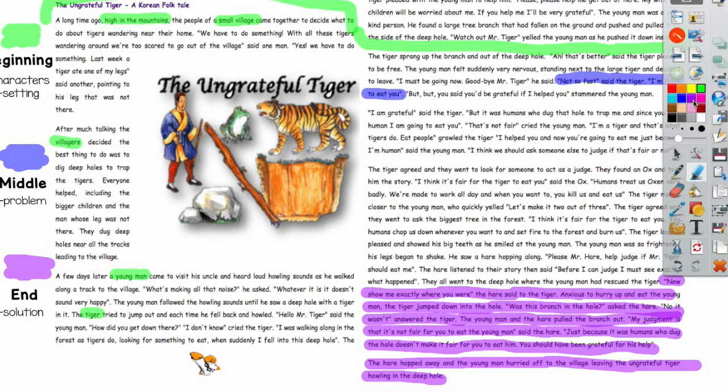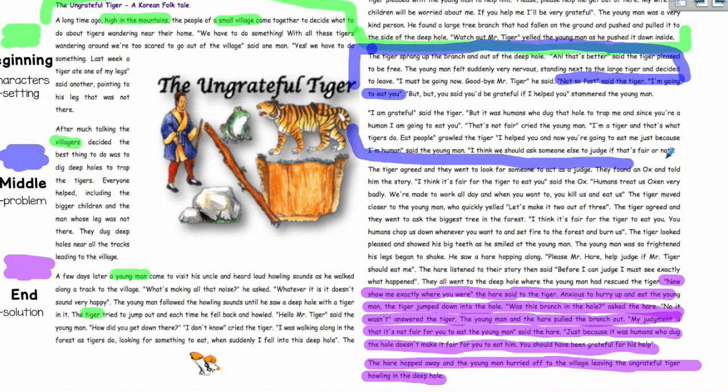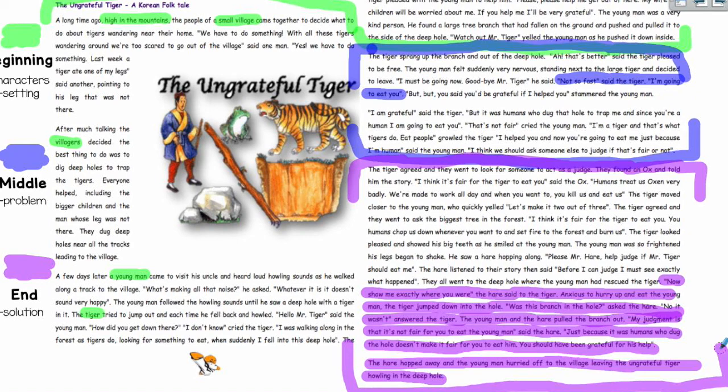This whole section is the beginning. Now the middle is whenever the tiger wants to eat the human. That's from paragraph 5 and 6. So this section of my story is the middle. Lastly, the end of our story is whenever they ask for judges and the rabbit saves the human by tricking the tiger into jumping back into the hole. We did such a great job identifying the beginning, middle, and end of our story. So let's move on to our chart and fill out some important information.